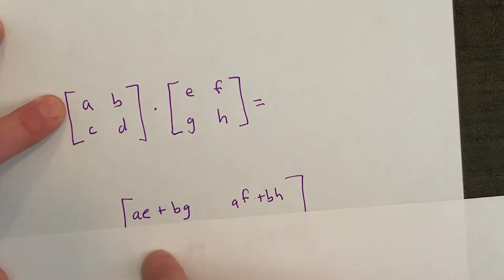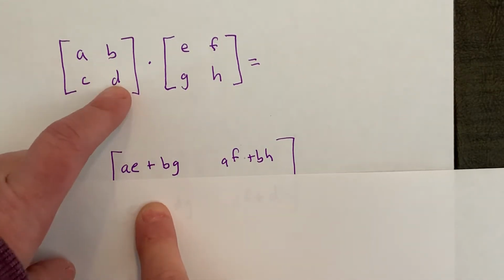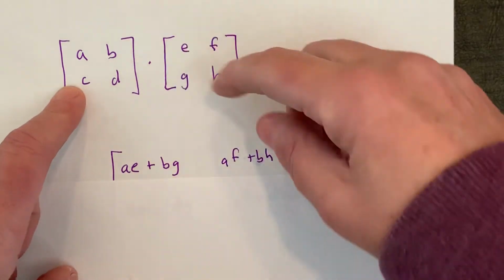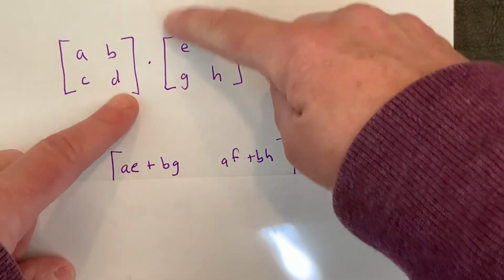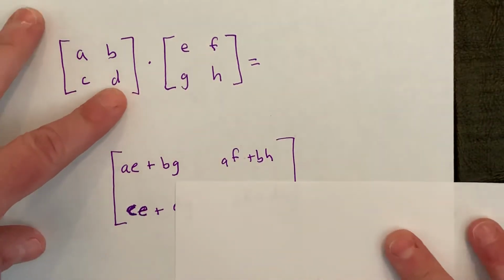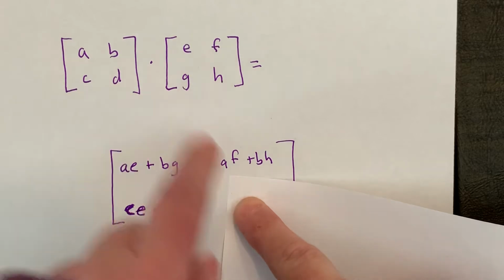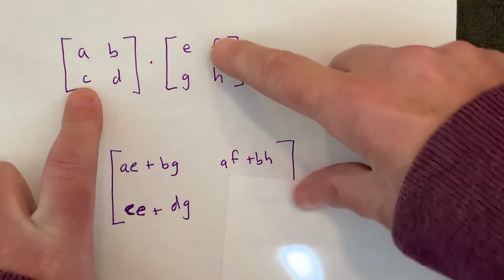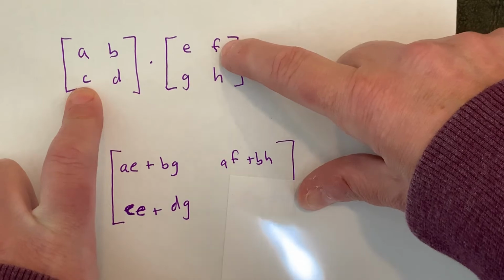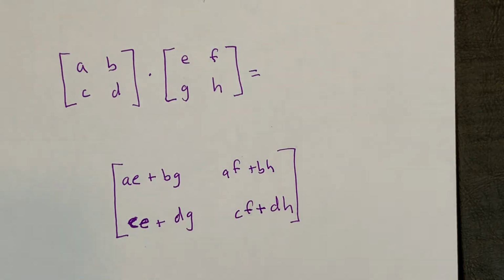Okay, so if I want to know what's going to be right here, I would go to this row, but it's in the first column. So it's second row, it's going to be the sum of the products of the second row times the first column. So A times E plus D times G. And then this guy here, well, that's the second row and the second column. So it's going to be C times F plus D times H. All right, pause the video and unpack that if you need to. Make sure you get it written down.